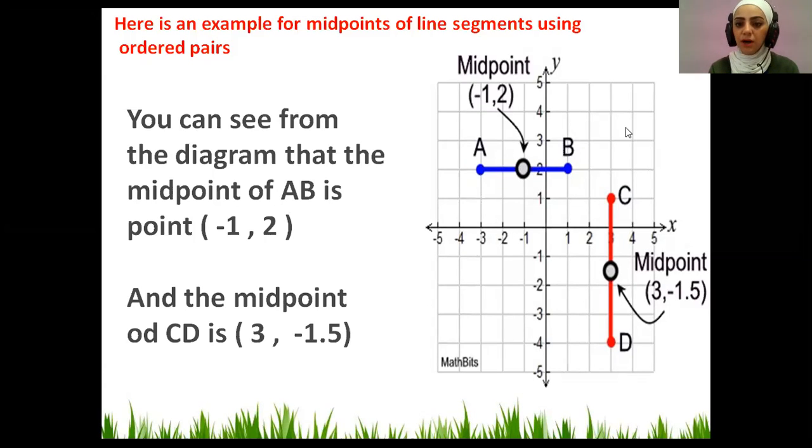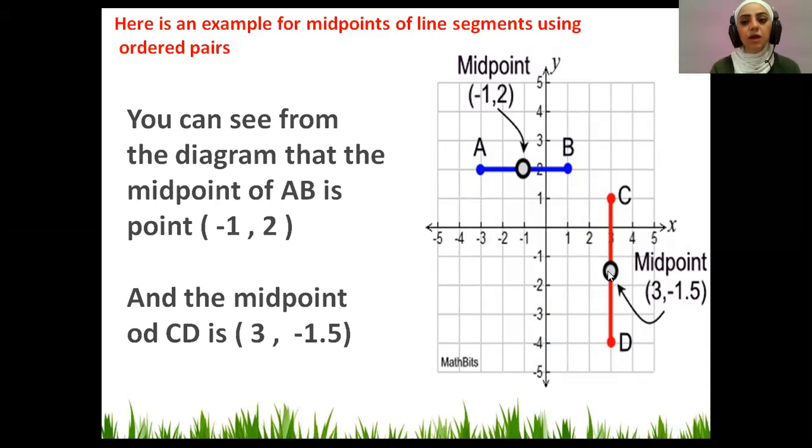Now, if you look at the other line, the red line CD, to find the midpoint of CD, you can count the spaces between C and D. There are 1, 2, 3, 4, 5 spaces between them. And half of 5 is 2.5. So you can just count, this is 1, 2, and half here. And it's the same if you count from point D. This is 1, 2, and half here.